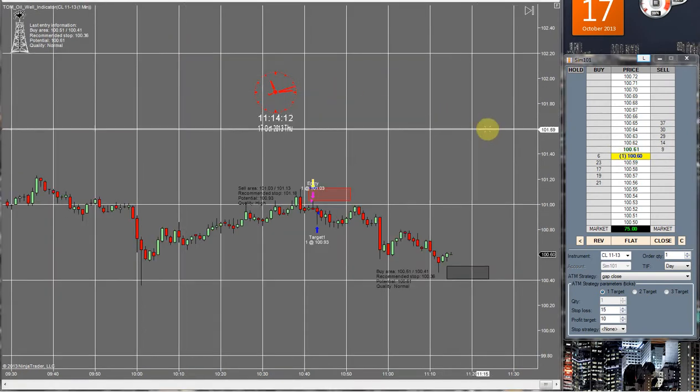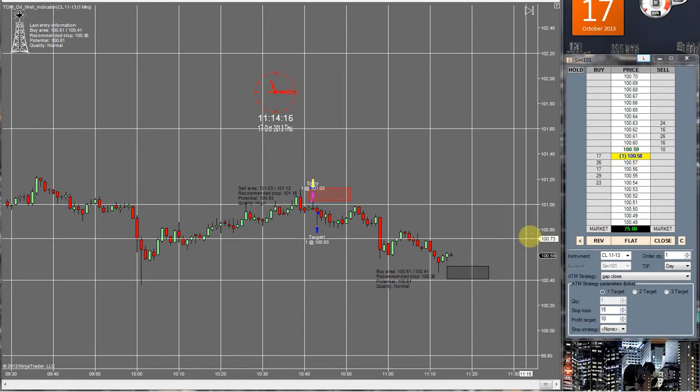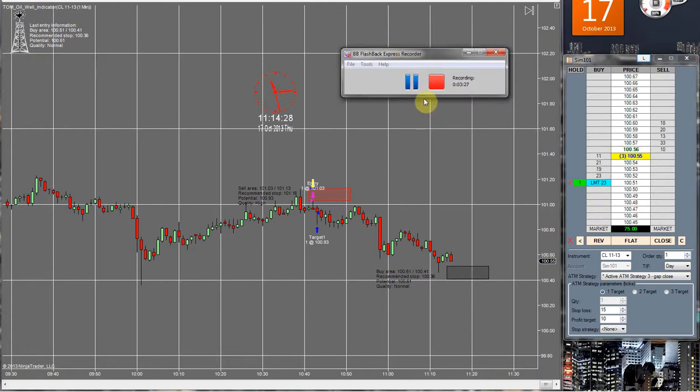Alright, we have another box here. 100.51 for a buy. Order pending. Which is right there. Alright, so I'm going to leave that there. And I'm going to press pause, and I'll come back and let you guys watch it if we get filled. Actually, it looks like we might get filled now. A couple ticks away, actually.